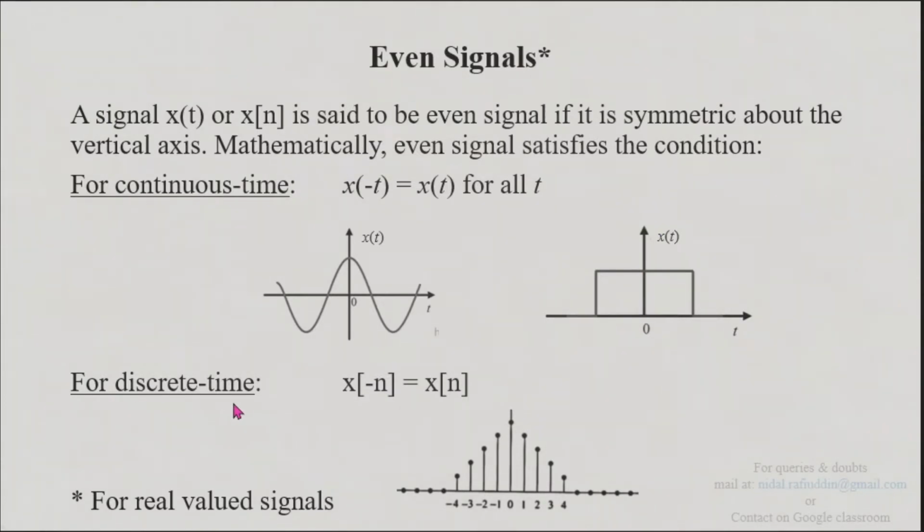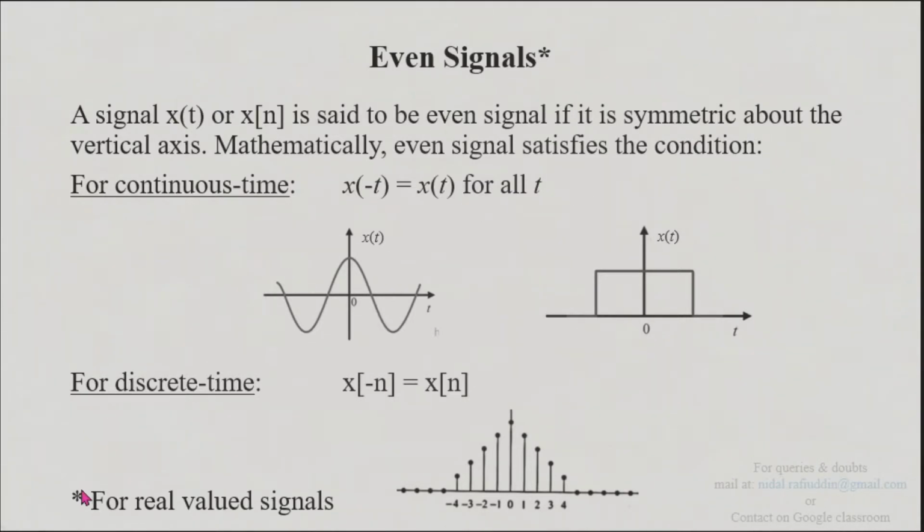While in case of discrete time, we have the definition x[-n] = x[n]. For example, the signal is also shown here, which is again symmetric about n equal to 0. If we call this the vertical axis, then we will have the symmetry of the signal. For example, at n equal to 1, the value will be the same as that at n equal to minus 1. Likewise, the value of x at n equal to 2 will be equal to the value of x at n equal to minus 2.